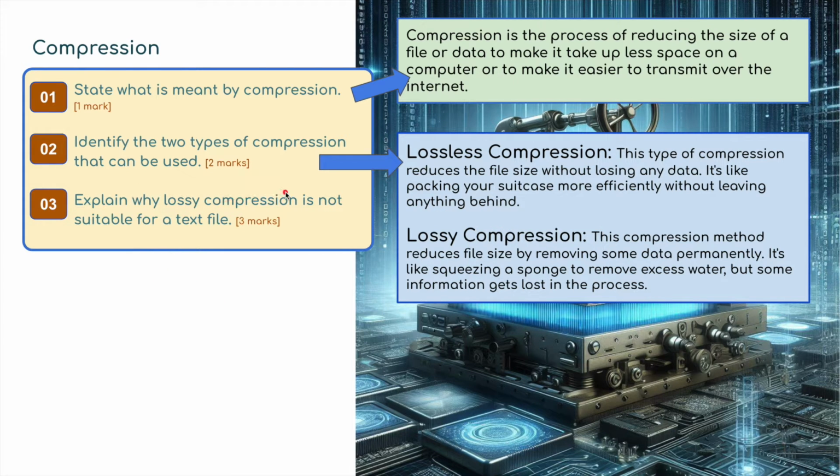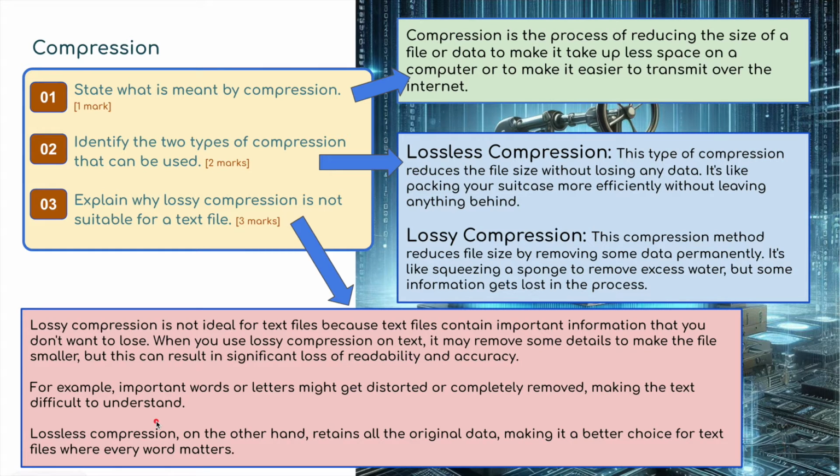Explain why lossy compression is not suitable for a text file. A text file is made up of lots and lots of words, or it could be a text file in terms of computer code. It's not ideal for text files because they contain important information that you don't want to lose. When you use lossy compression on text, it may remove some details to make the file smaller. This can result in significant loss of readability and accuracy. For example, important words or letters might be distorted or completely removed, making the text difficult to understand.